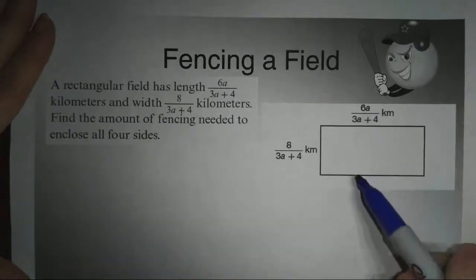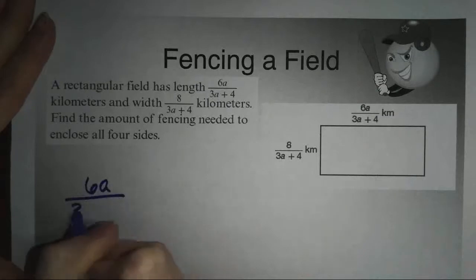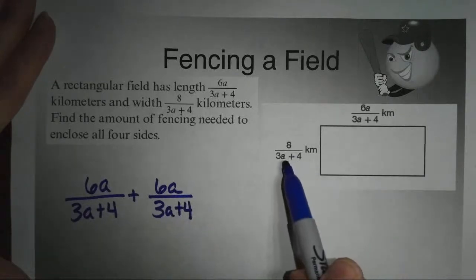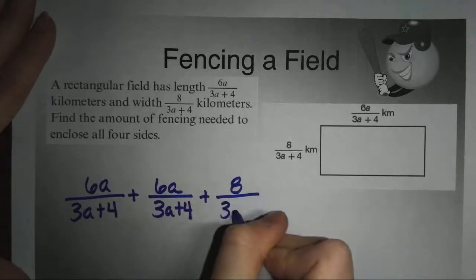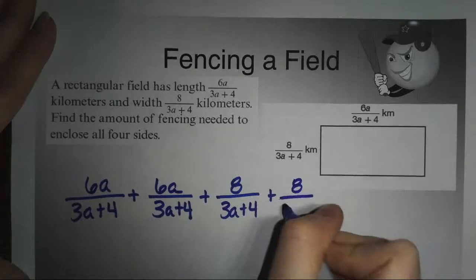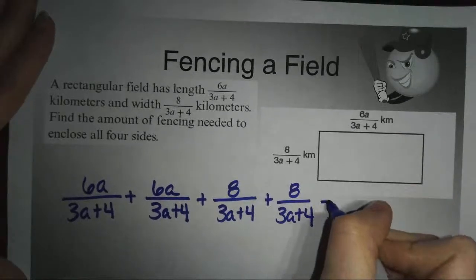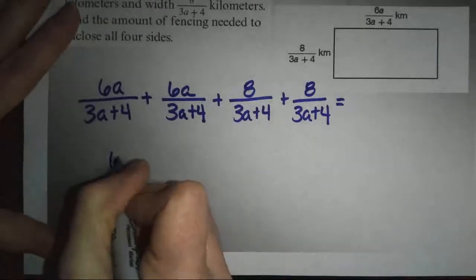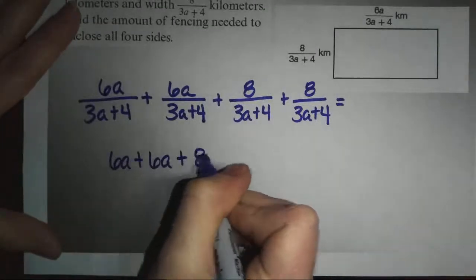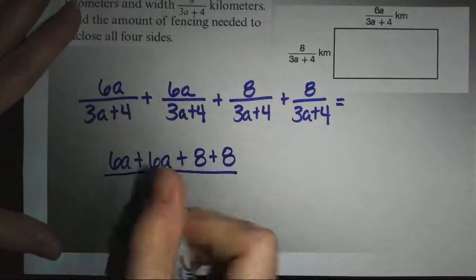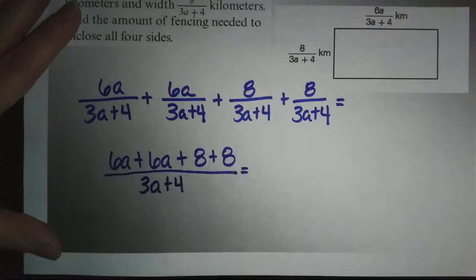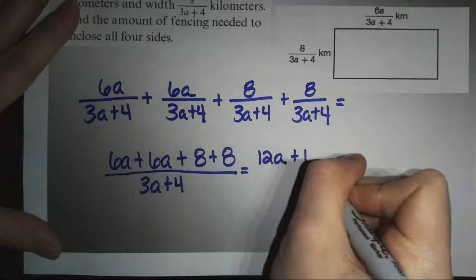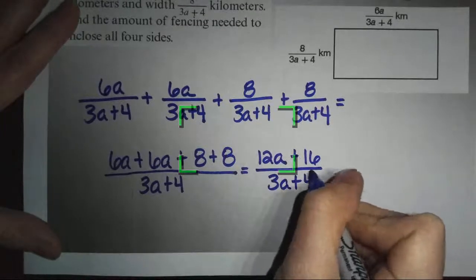So I have 2 sides that are 6a over 3a plus 4. And I have 2 sides that are 8 over 3a plus 4. And when I add all those together, I can see that these all have a common denominator, which means I get to just add their numerators. So I've got 6a plus 6a plus 8 plus 8 all over our common denominator, 3a plus 4. When I combine like terms in the numerator, 6a plus 6a gets me 12a, 8 plus 8 gives me 16, and it's all over 3a plus 4.